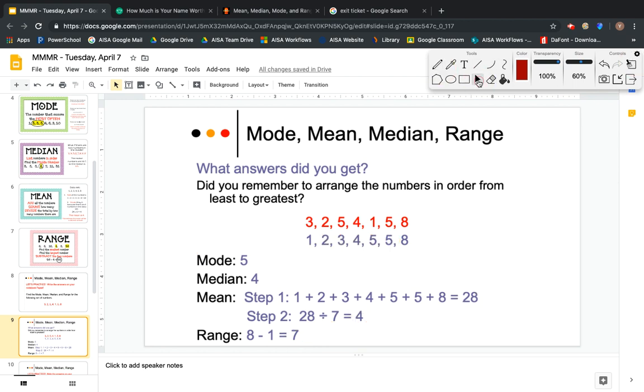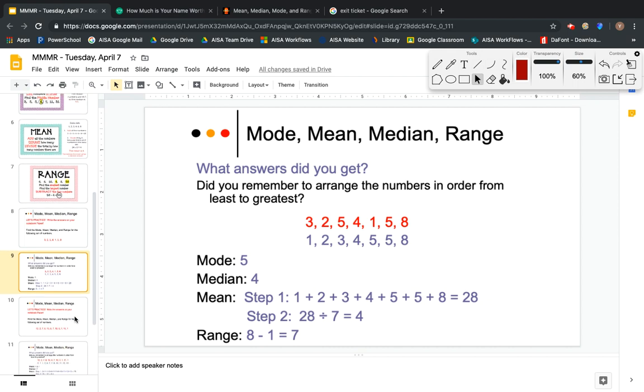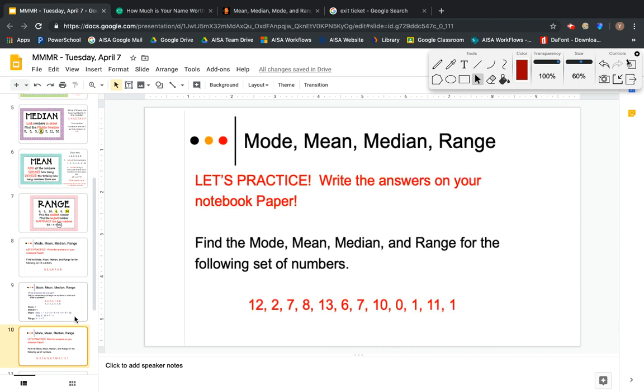Now let's go on to our second problem. You're going to find the mode, median, mean, and range for this set of numbers. So go ahead and copy the set of numbers and then pause the video. And when you are ready to check your answers, click play again. Okay, now let's check your answers.